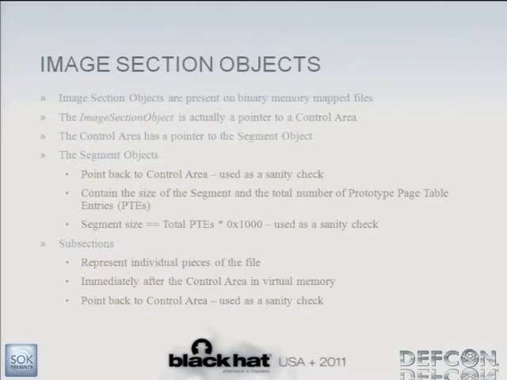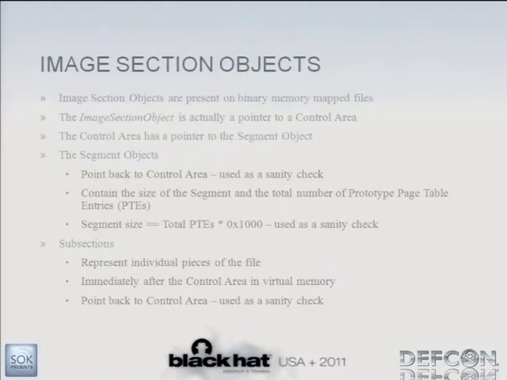But this pointer, this image section object thing, is not actually a pointer to a structure called image section object. That doesn't exist. It's actually a pointer to a control area, so yet another control area. That control area will have a pointer to what's called a segment object. This segment object can be used for sanity checking, like if you were just scanning through memory, you may find some artifacts that are no longer in use that aren't actually usable. If you try to parse them in certain code, you'll probably crash. So we'll use this for sanity checking.